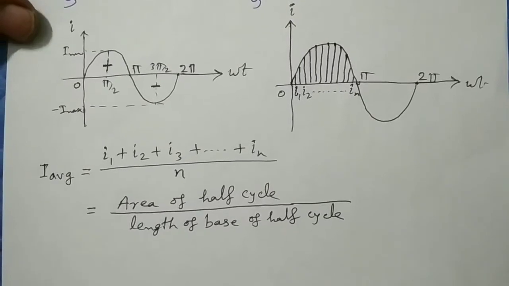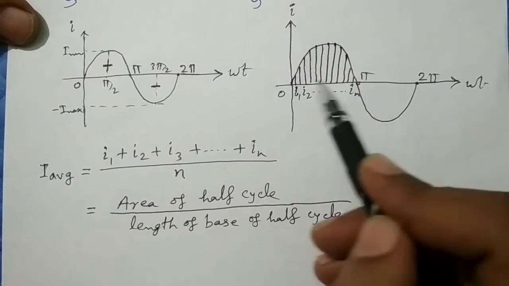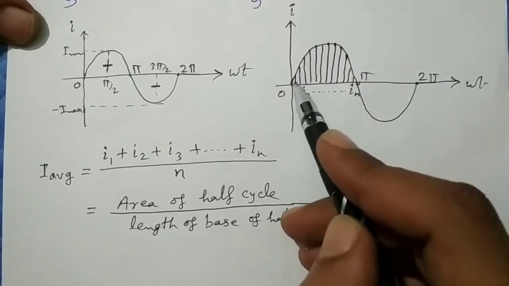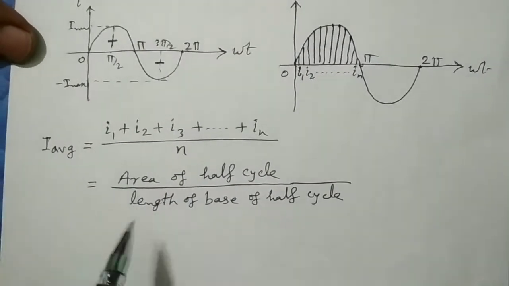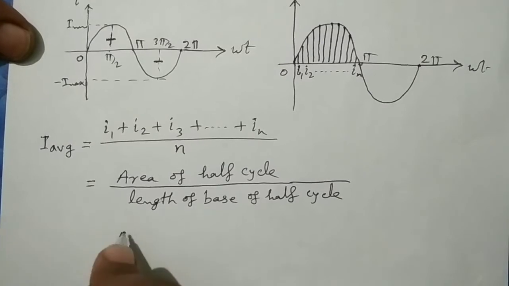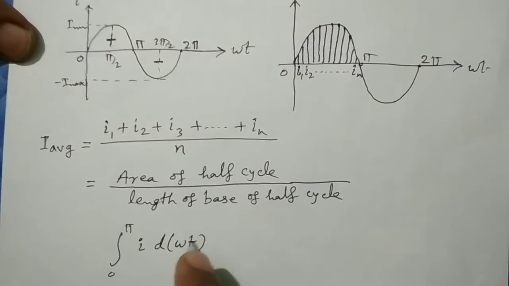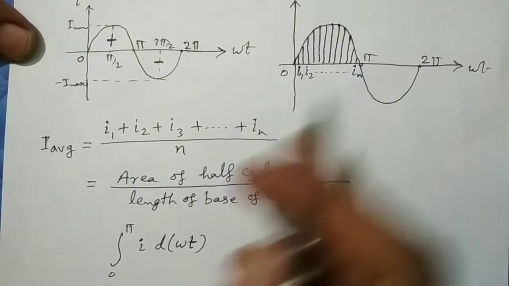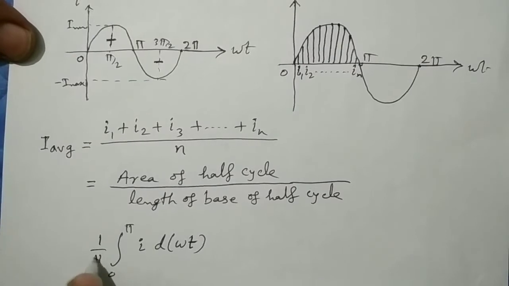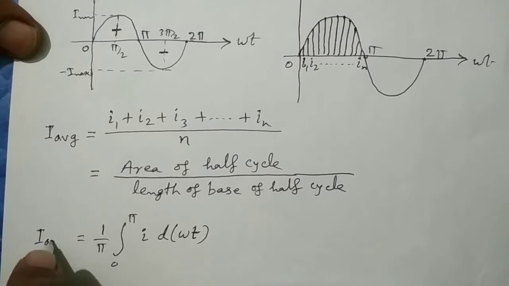Now as we see, the figure is not a symmetrical figure. Therefore, if we want to calculate the area between 0 and pi, then we can integrate from 0 to pi. The current i will be integrated with respect to d omega t. And the length of the base here is pi, so it will be divided by pi. And this will be our average current.